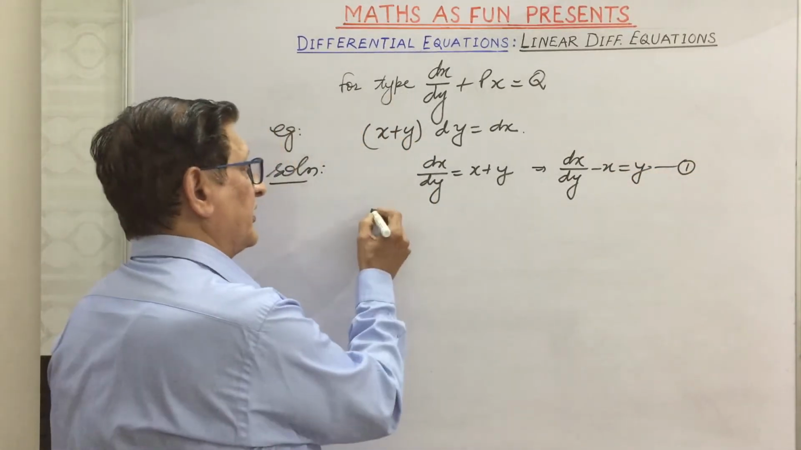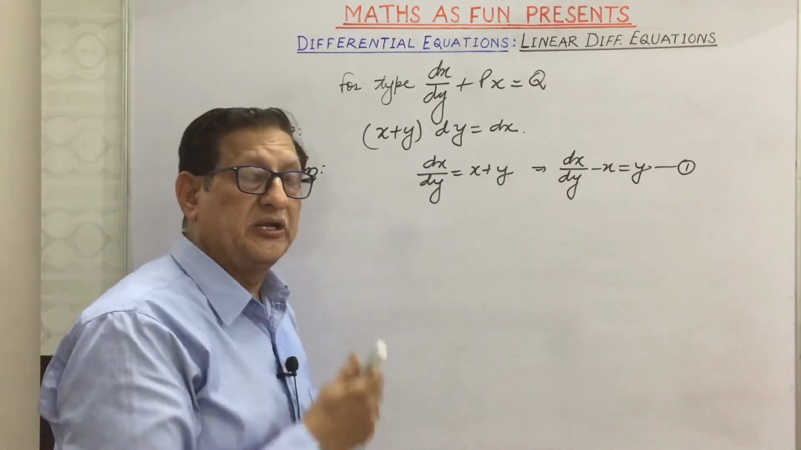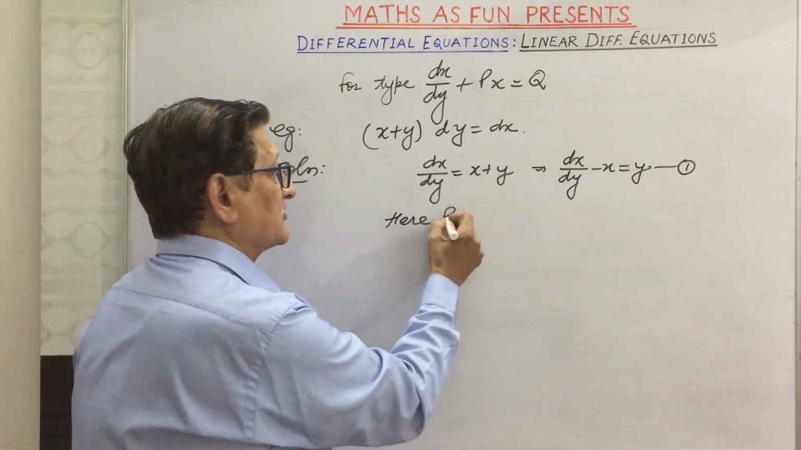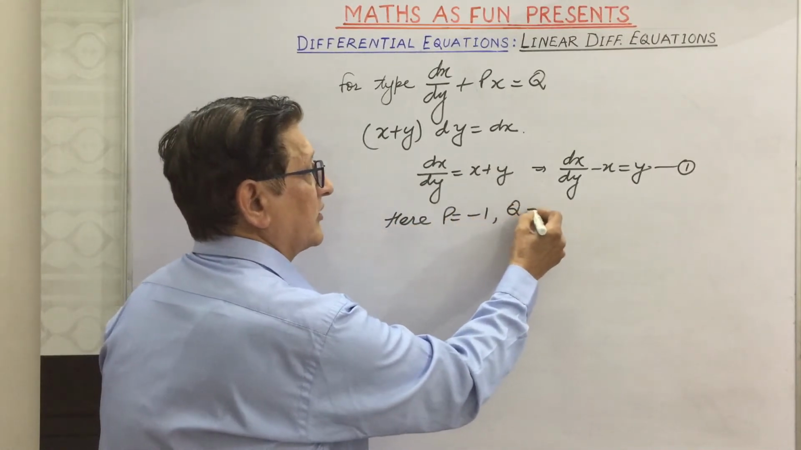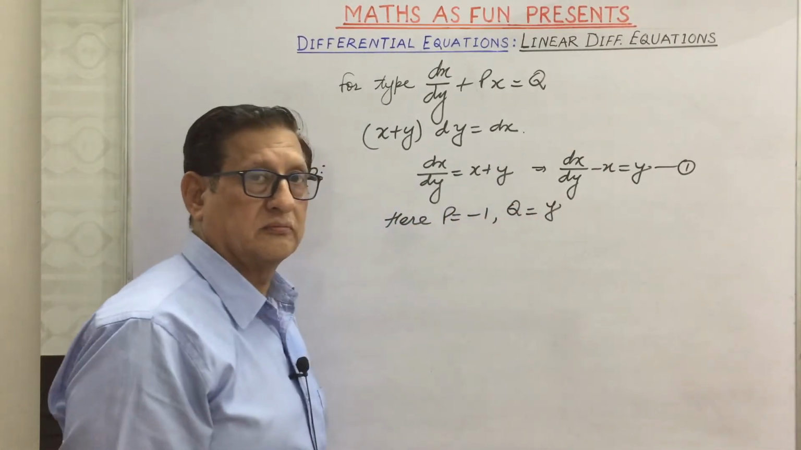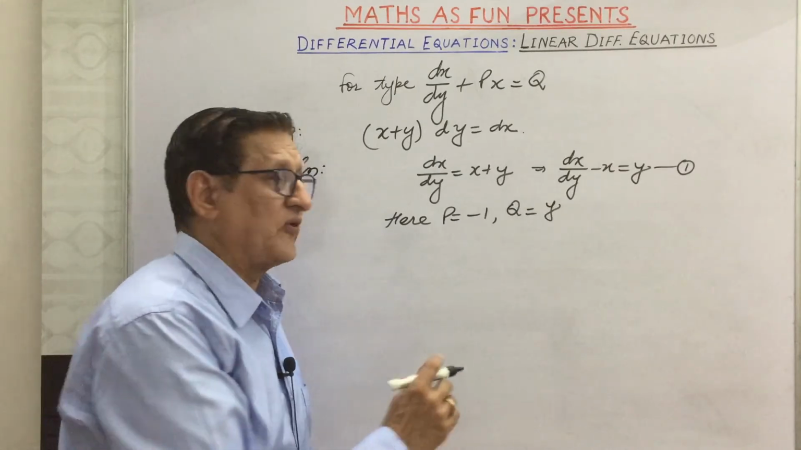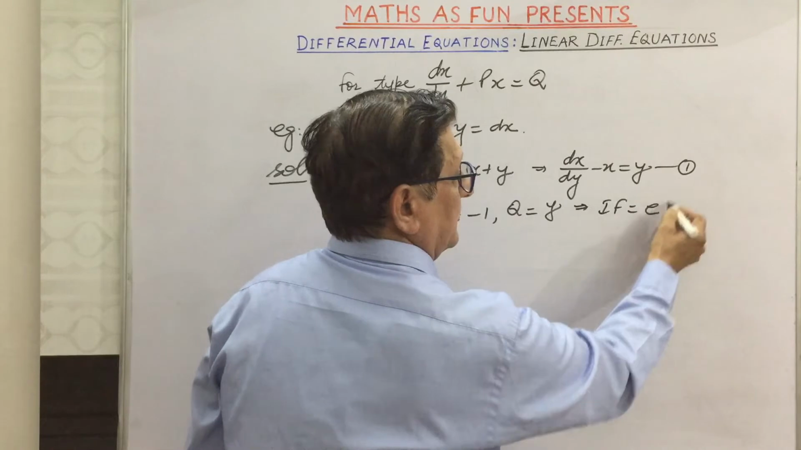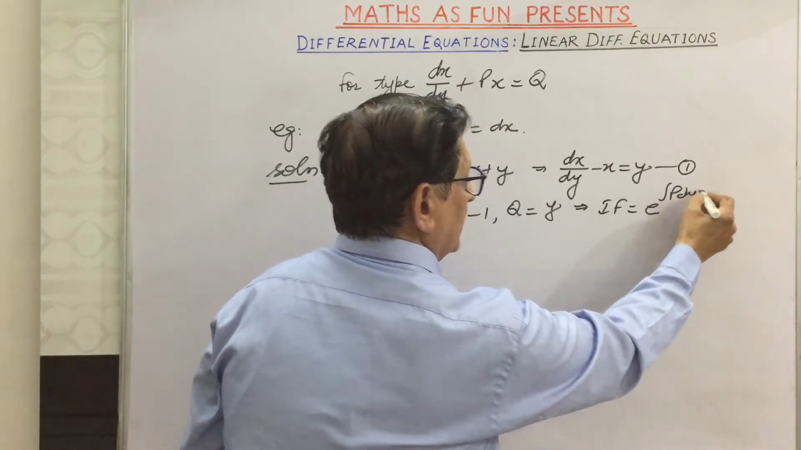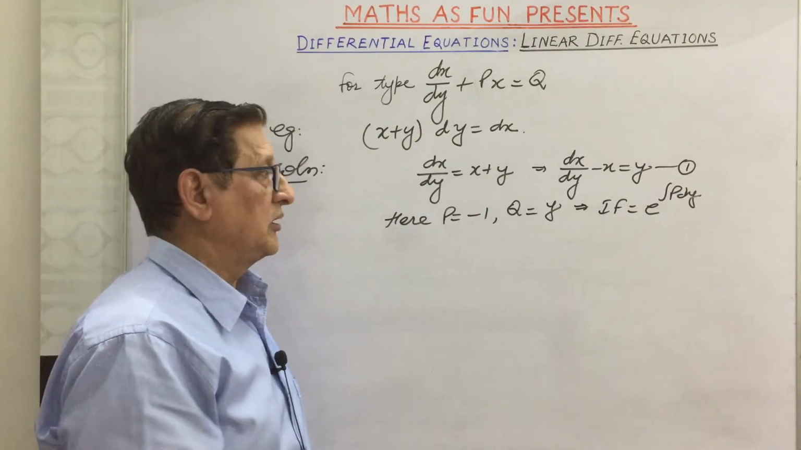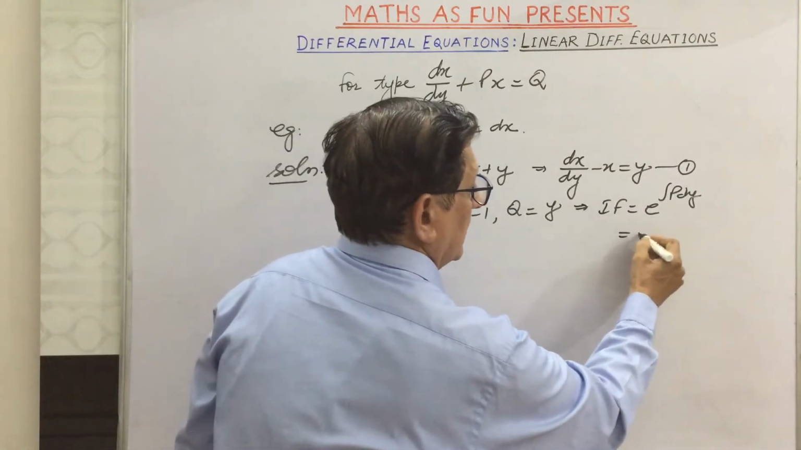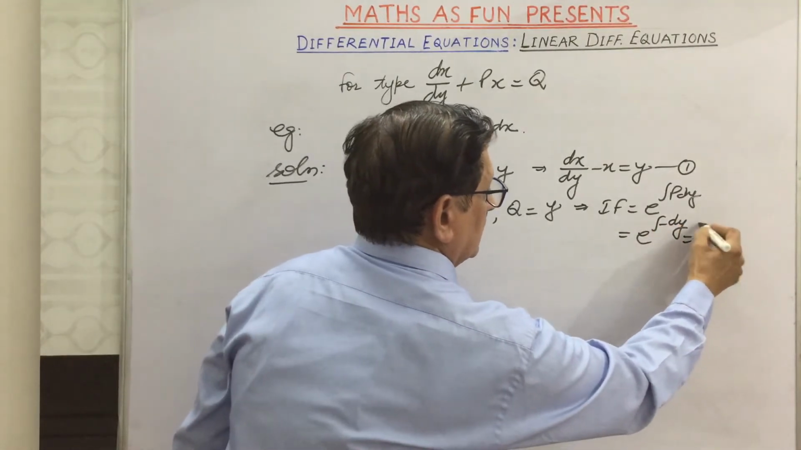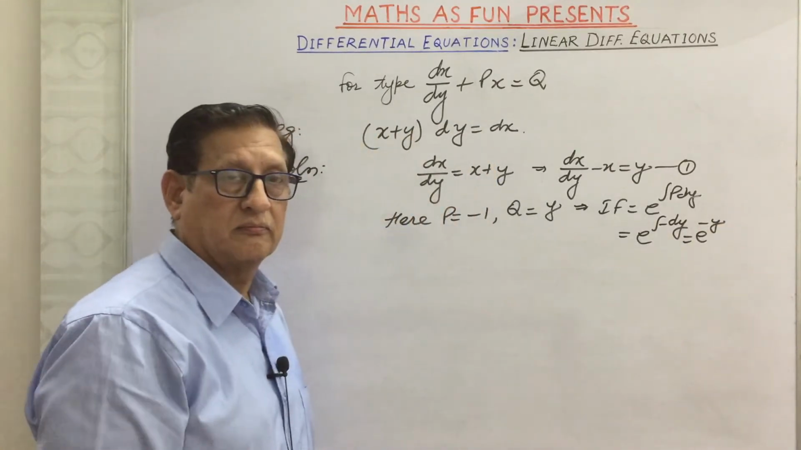And here we find that this is a linear differential equation, and here P is equal to minus 1 and Q is y. So we find the integrating factor IF, which is equal to e to the power P into dy in this case. That is equal to e to the power minus dy, which is e to the power minus y.